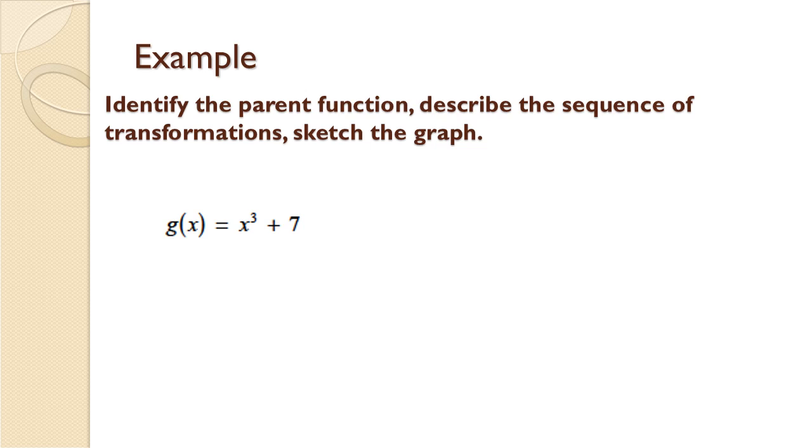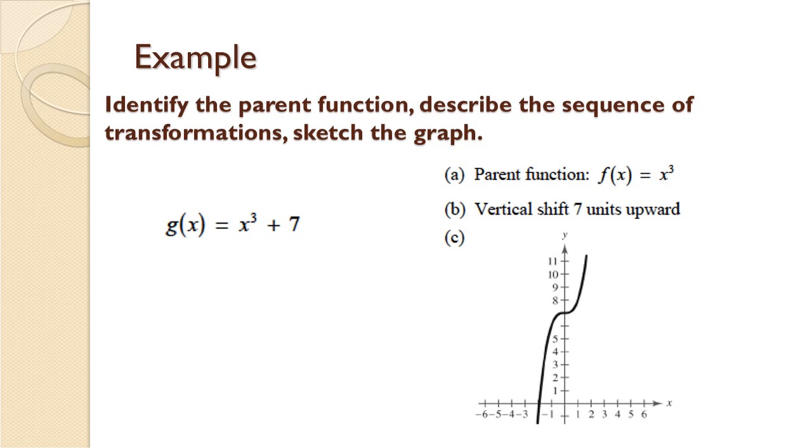Now you're going to identify the parent function and describe the sequence of transformations and sketch the graph. Here's a hint. When we're describing the sequence of transformations, the order they occur is going to follow order of operations. So you would name anything that happens in parentheses first and work your way outward from there. Pause the recording, give this a try, and resume the recording to check your answer. All right, the parent function here is x to the third. The plus 7 means it's a vertical shift of 7 units upward, and you see the graph there.